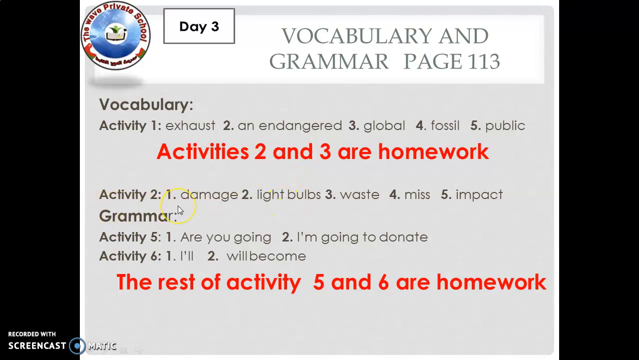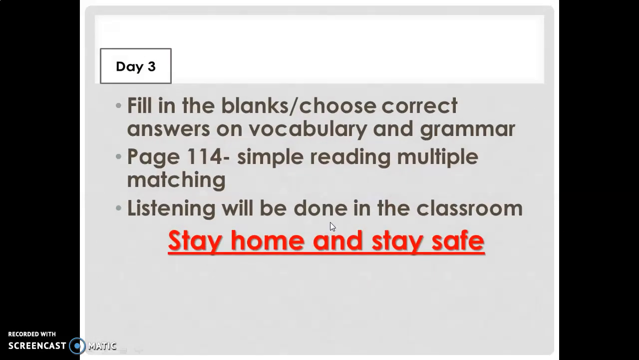And then activity 2 as well. This is for vocabulary, activities 1 and 2. I also have done the first one for activity 2. And for grammar, I gave examples for 5 and 6. You are going to complete the sentences by using proper grammar structures. So this is activity 5, 1 and 2 answered. Activity 6, 1 and 2 answered as well. The rest of activities 5 and 6 are homework. I stated it on your weekly plan. So fill in the blanks, choose correct answers on vocabulary and grammar.